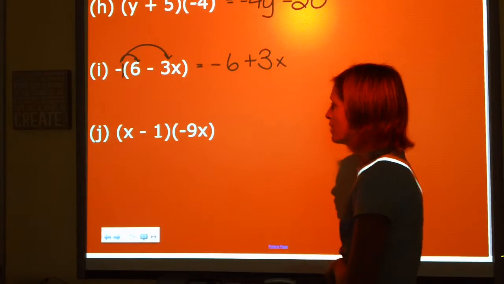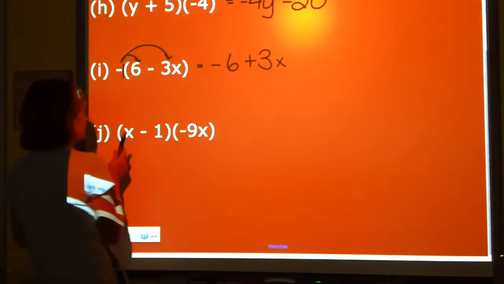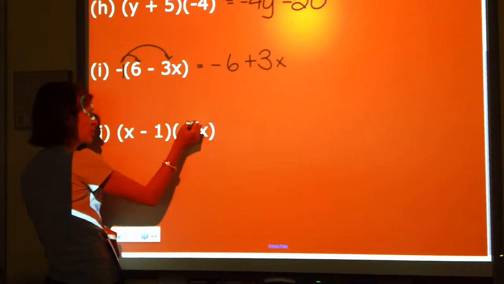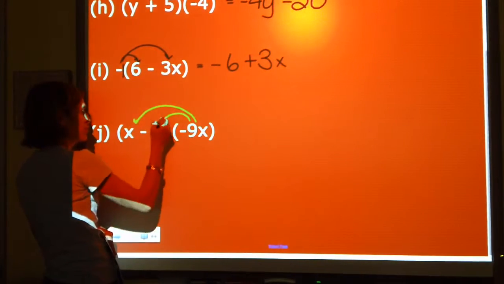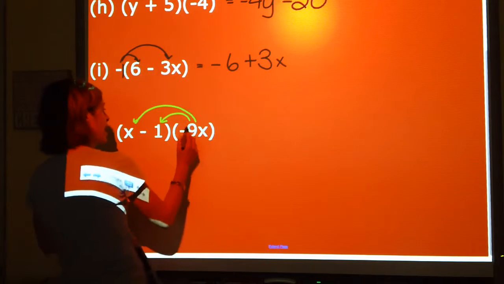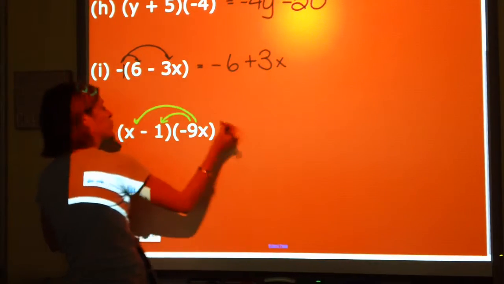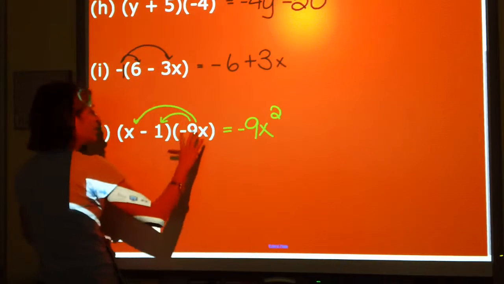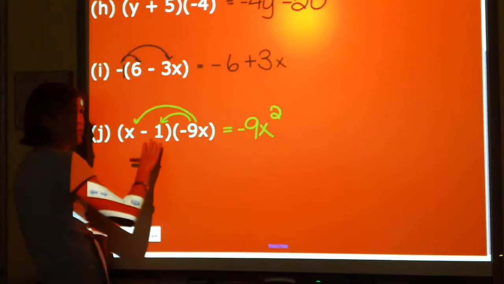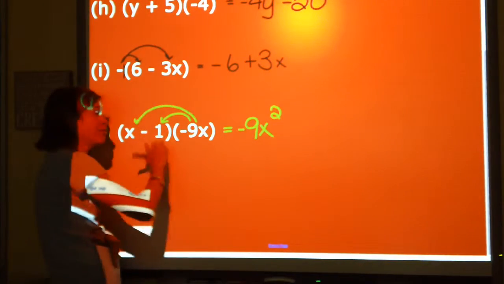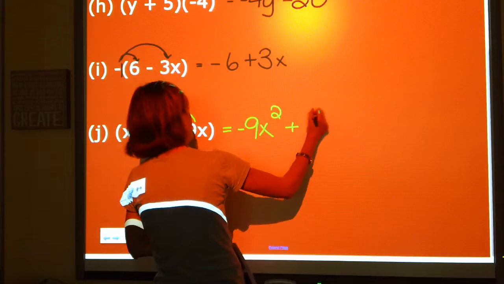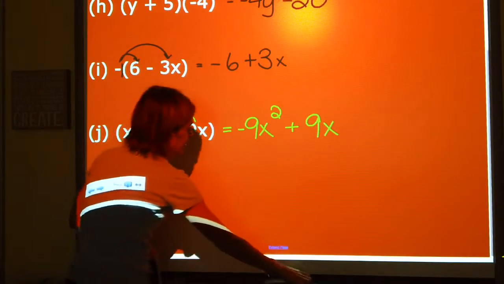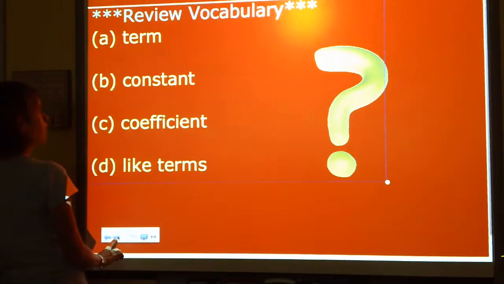All right, last one. (x - 1) times negative 9x. Okay, so we were going to distribute this 9x through. I switched colors on you. So I've got a negative 9x times x, which is going to give me negative 9x squared. Then I have a negative 9x times a negative 1. Again, there's that negative times negative. Be careful, and I'm going to get a positive 9x. Okay? All right, so hopefully you're feeling pretty good with the distributive property.